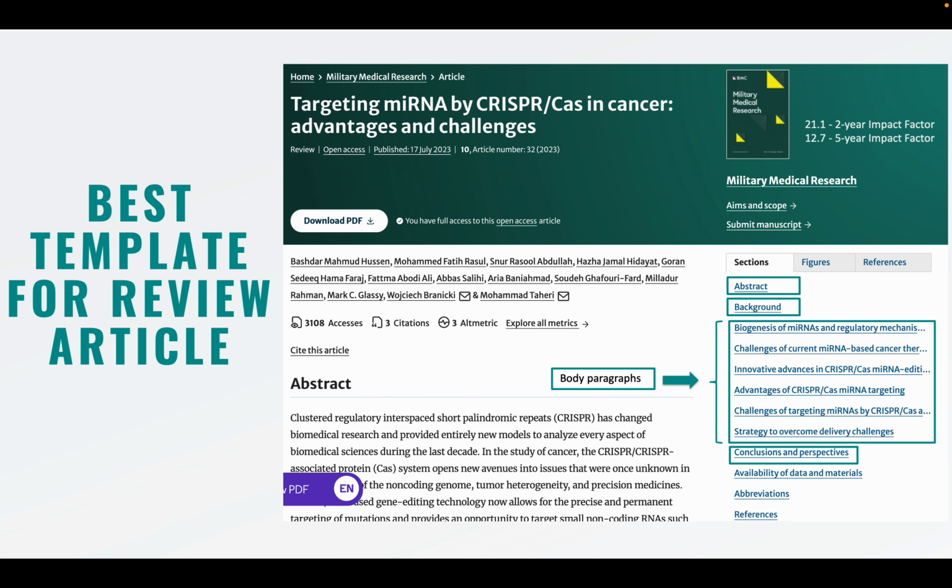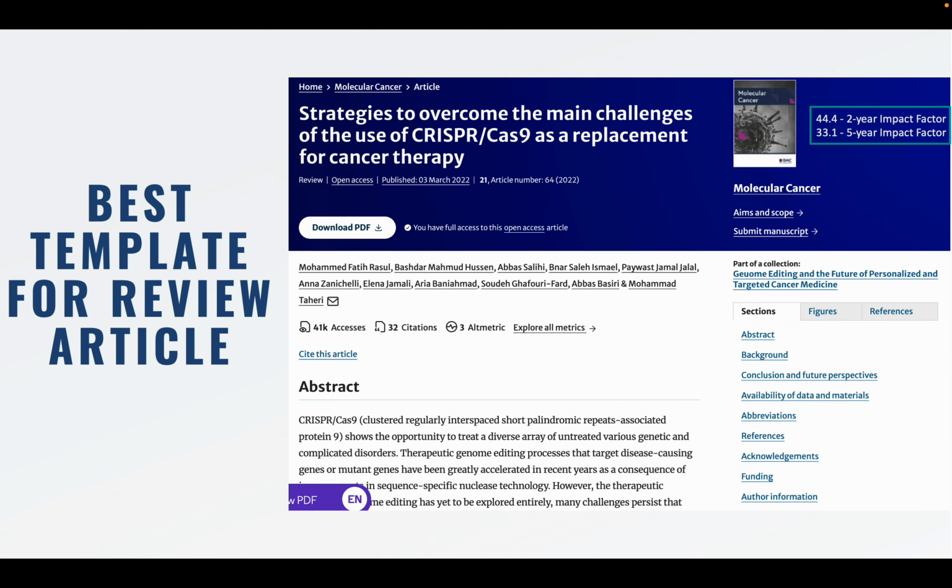And the template is the same. Abstract, background, conclusion, and perspective is the same. So just try to apply this template. You can easily reach a high impact factor journal.